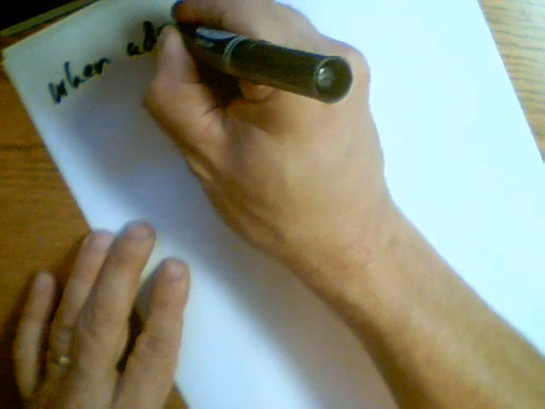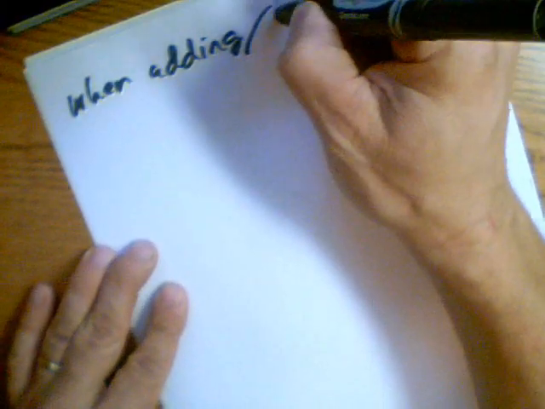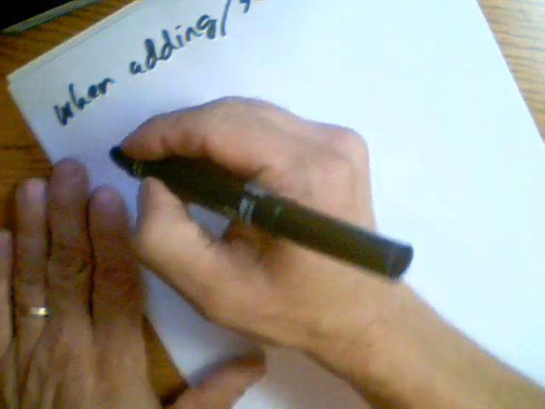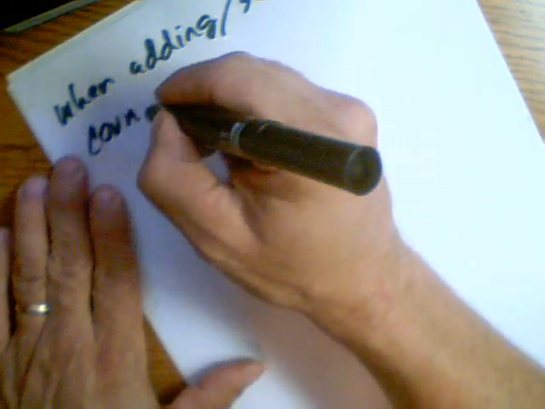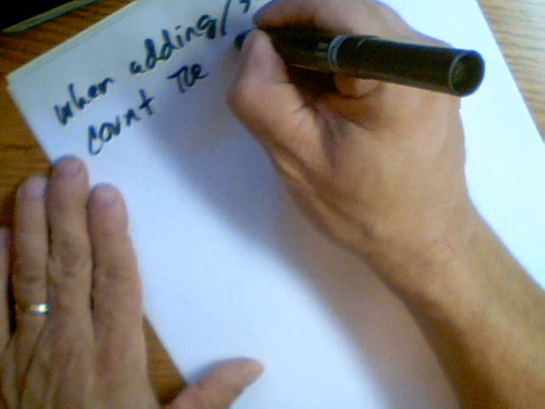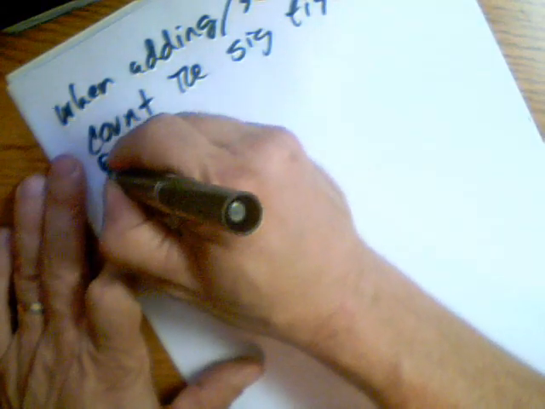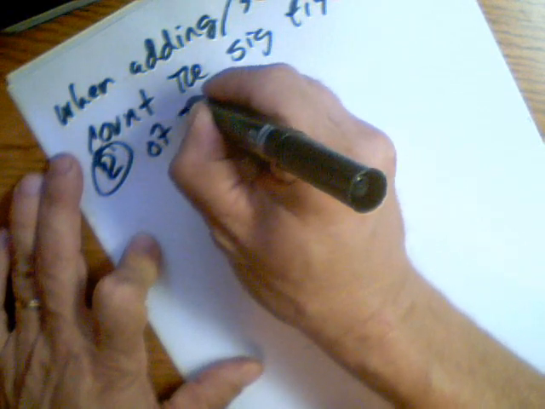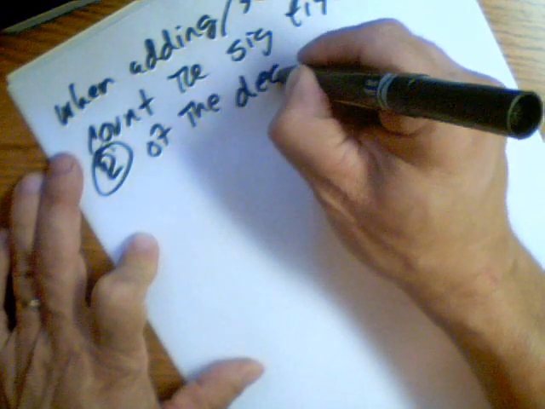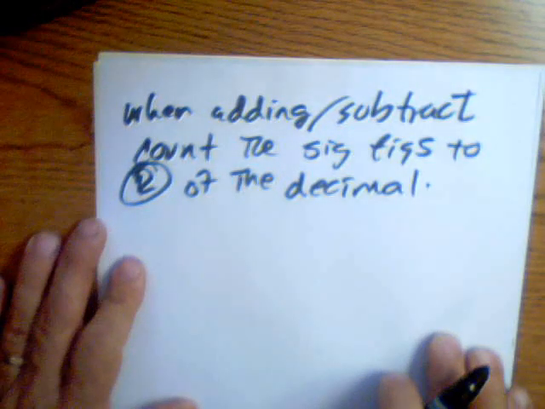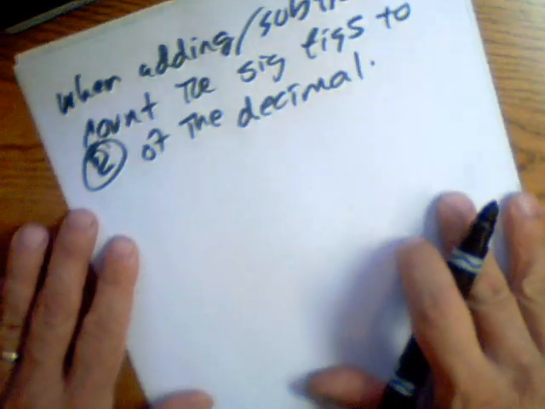When adding and subtracting, the rules are slightly different. You count the sig figs to the right of the decimal. Alright, so when adding and subtracting, count the sig figs to the right of the decimal.